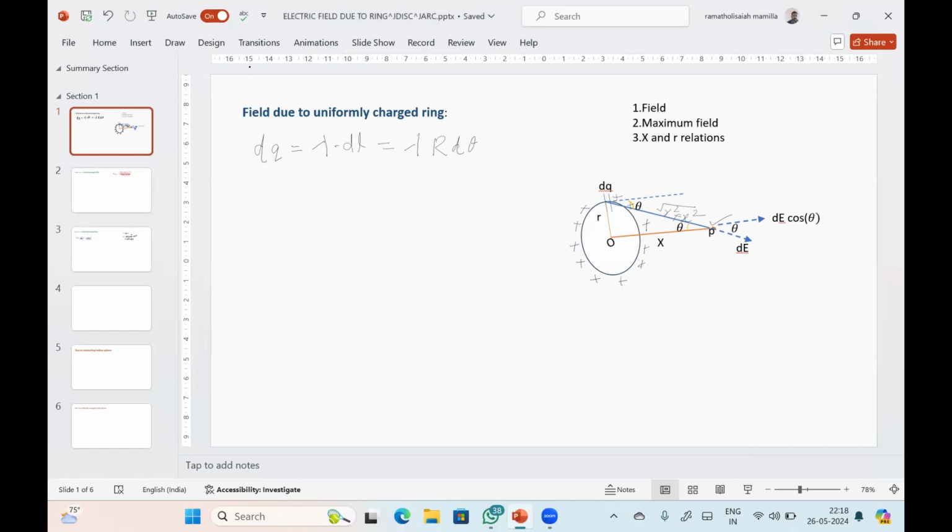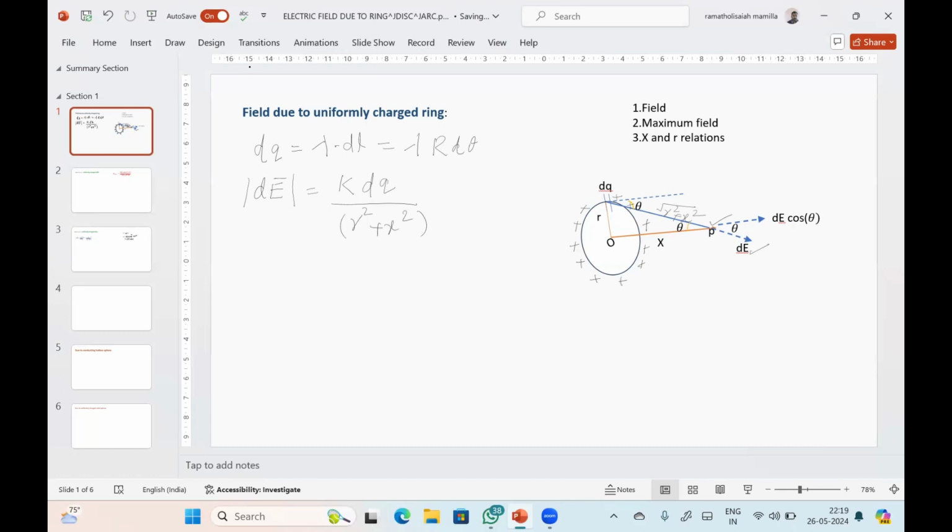As in the previous discussion, the field is along the line joining these two points. Here at the point P, there is a unit charge. On this charge, by the dq element, how much field, that is dE. So dE is the magnitude of electric field due to the dq element, or small charge dq, on the unit charge at point P. So that will be k into dq by root over r square plus x square whole square. That means r square plus x square.